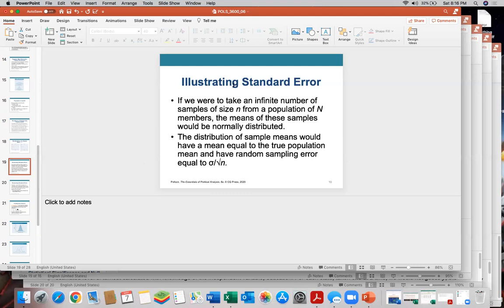And this is again with the central limit theorem, where if we take an infinite number of sample sizes, they're going to be normally distributed, which is the bell curve, and that's because of random sampling error.